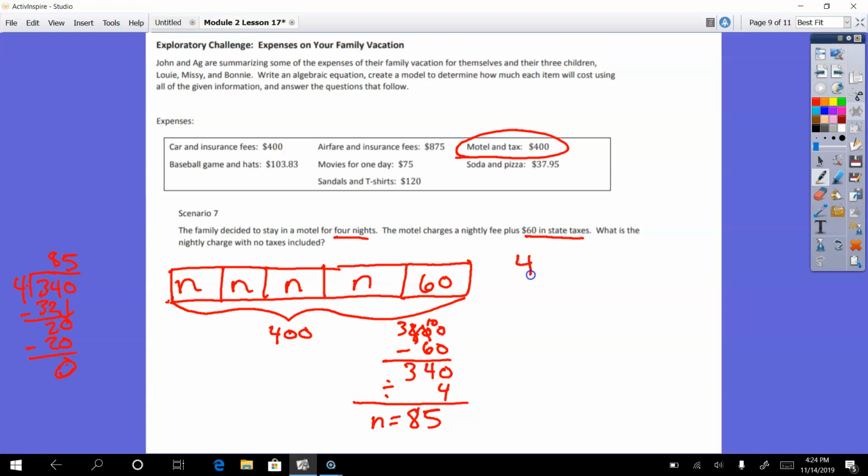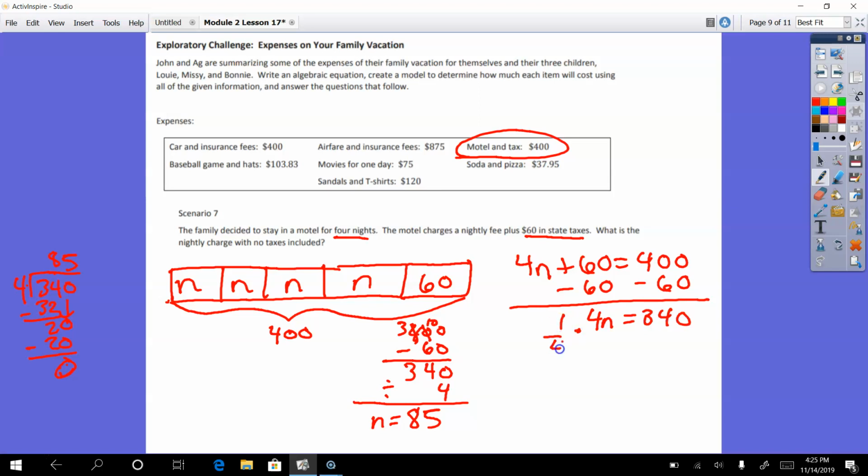So we had 4n plus the $60 gave me a total of $400. So I subtracted minus 60. So we have 4n is equal to 340. Multiply by the multiplicative inverse. Sorry, reciprocal. That's just another word for it. Which leaves me with n is equal to 85.